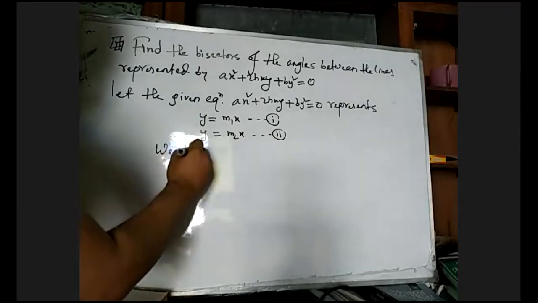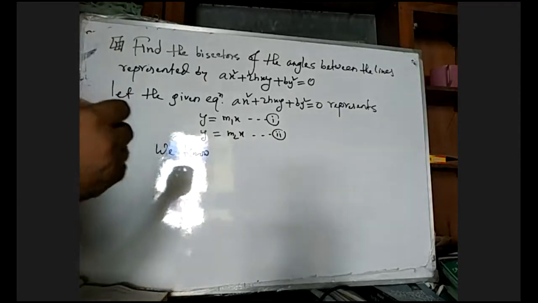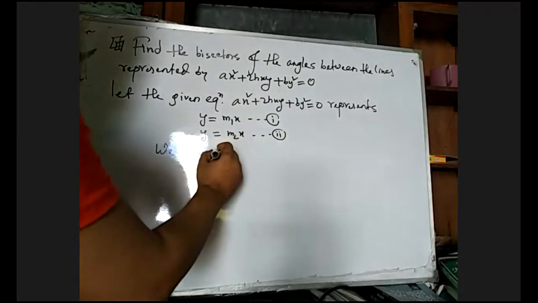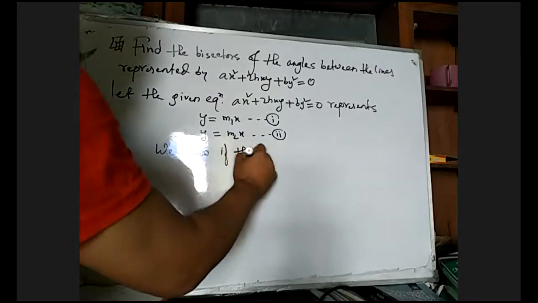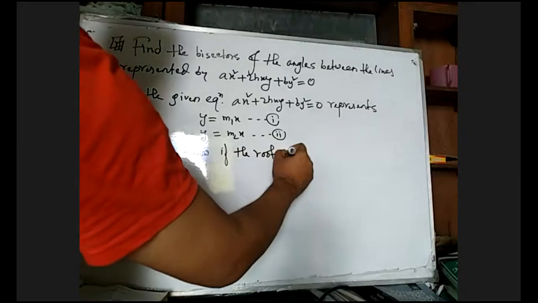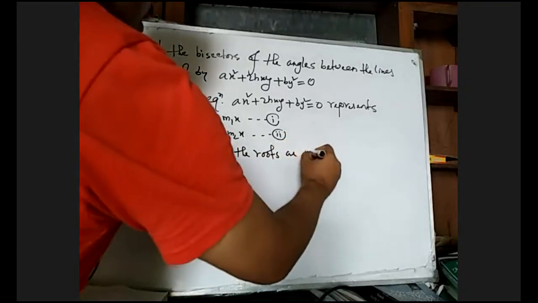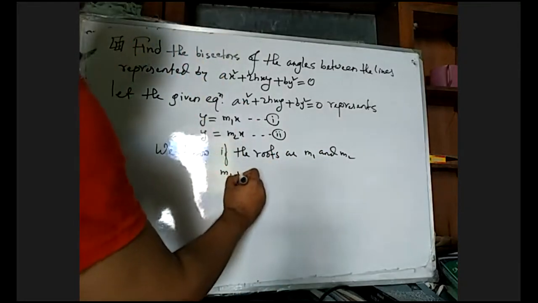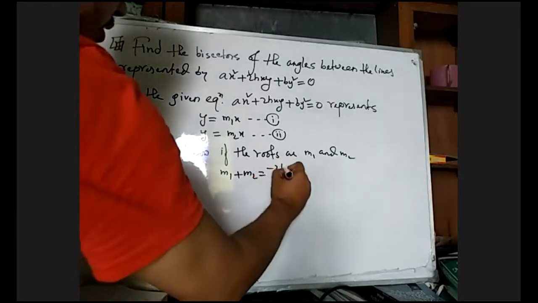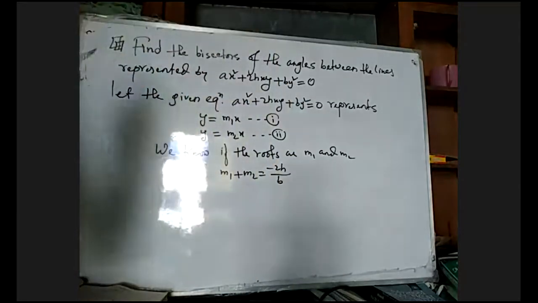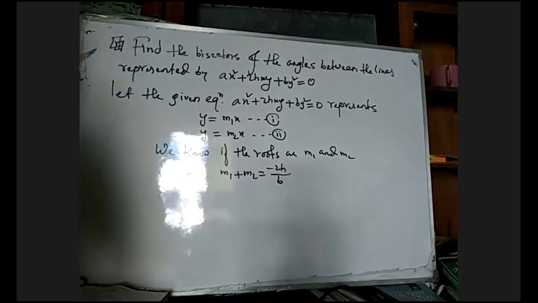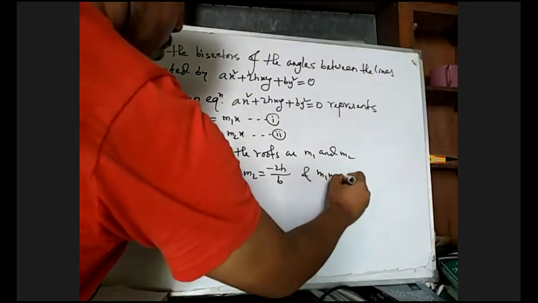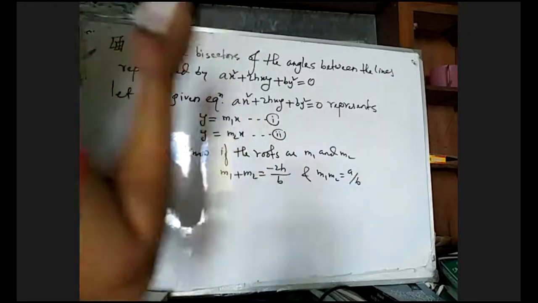We know the sum of the roots. It represents two roots. If the roots are m1 and m2, then what will be the sum of the roots? m1 plus m2 equals minus 2h by b, represented by the given homogeneous quadratic equation, and the product of the roots will be a by b.